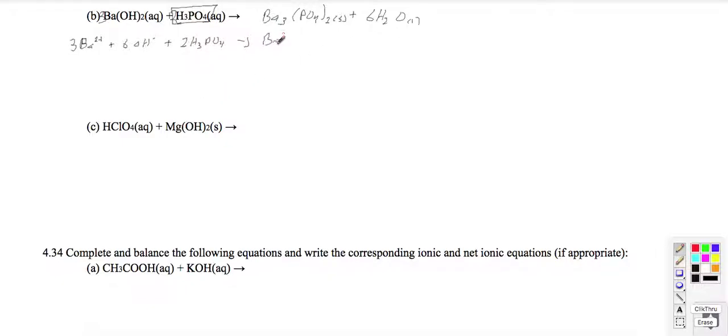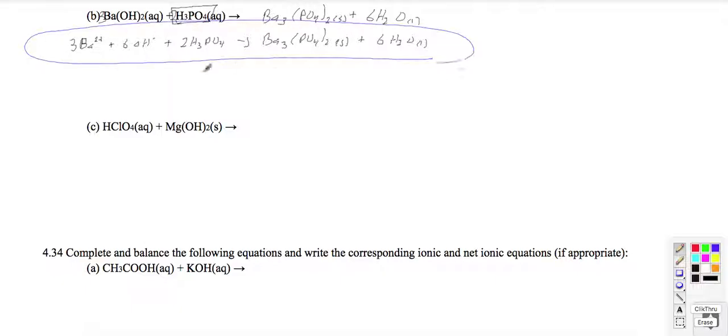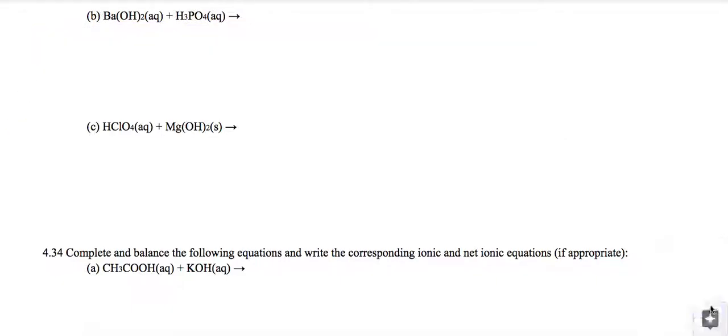We have Ba3(PO4)2 is a solid, and 6 waters. So this one is different because this is as far as we can go. This is our net ionic reaction. There's nothing to cancel, and sometimes that happens. The total ionic is going to be the same thing as the net ionic. Let's see what we have next.